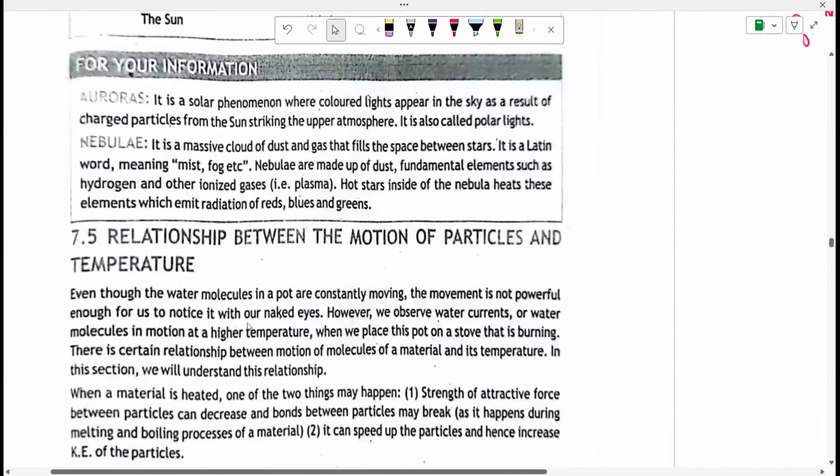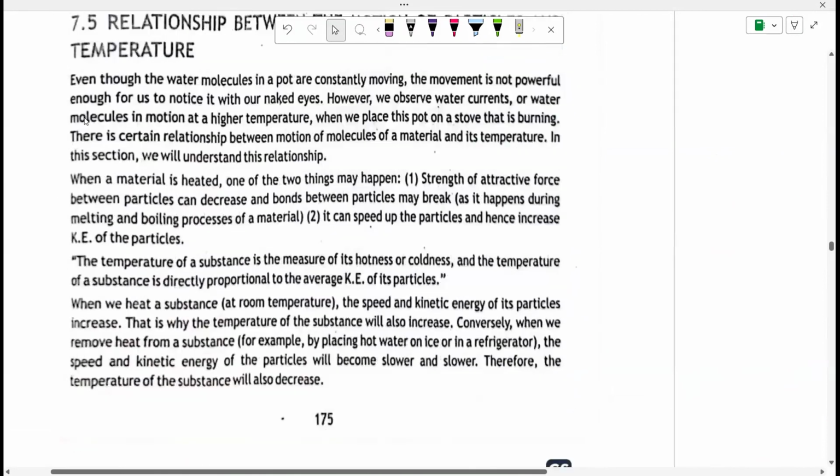बाकी definition, and the difference between motion of the particles. Even though the water molecules in a pot are constantly moving, the movement is not powerful enough for us to notice it with our naked eyes. Brownian motion you might have studied in your sciences. Brownian motion basically was the first section through which we came to know that particles of fluid are always in a state of motion.